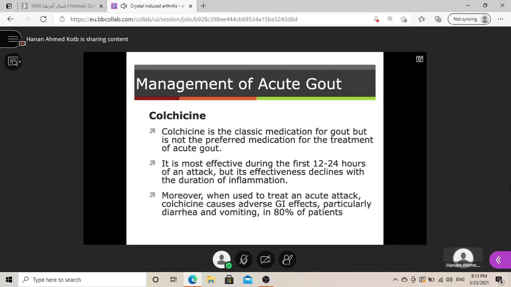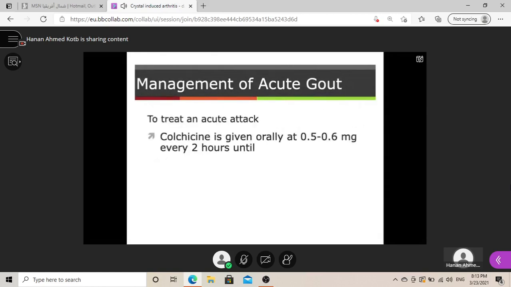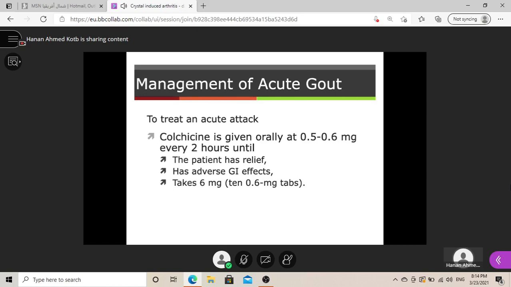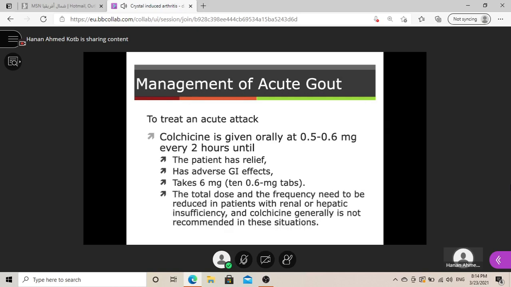Moreover, when used to treat an acute attack, colchicine causes adverse gastrointestinal effects, particularly diarrhea and vomiting, in up to 80% of the patients. Because we usually give it orally, 0.5 or 0.6 milligrams depending on the tablet; the Egyptian tablet is 0.6 milligrams, and imported tablets are 0.5 milligrams. We give the patient one every 2 hours until either the attack is resolved and the patient has relief, or the patient starts developing gastrointestinal effects, diarrhea or vomiting, which is not an optimum way of giving treatment, or the patient takes 6 milligrams, about 10 tablets. Then we have reached the toxic level and can't give the patient more than that.